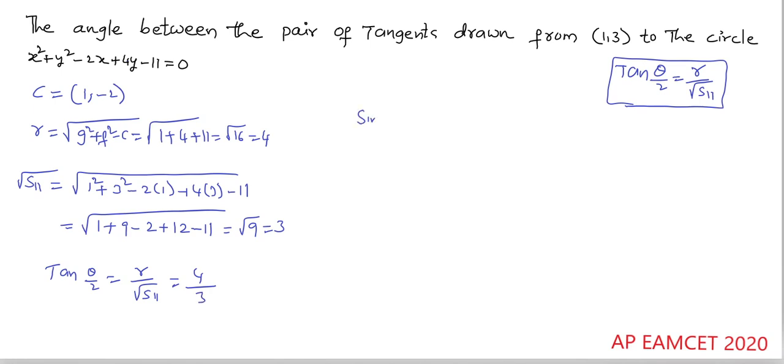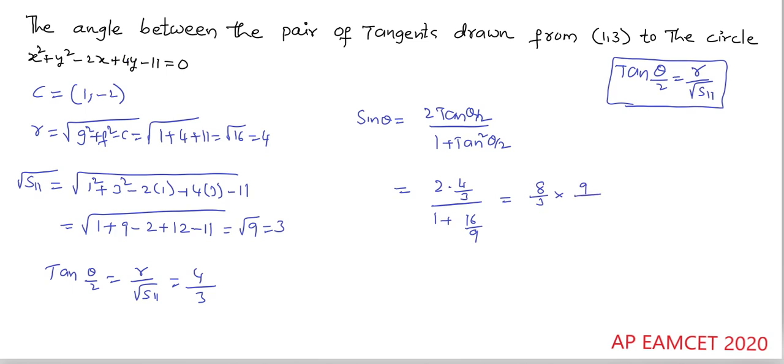Now we find sine theta. We know that sine theta is equal to 2 tan theta by 2 divided by 1 + tan square theta by 2. That is equal to 2 into tan theta by 2, that is 4 by 3, divided by 1 + tan square theta by 2, that is 4 by 3 whole square, that is 16 by 9. That is equal to 8 by 3 into 9 by 9 + 16, that is 25. This 3 cancels. That is equal to 8 into 3, 24, 24 by 25. Therefore, theta is equal to sine inverse of 24 by 25. This is the angle between the pair of tangents.